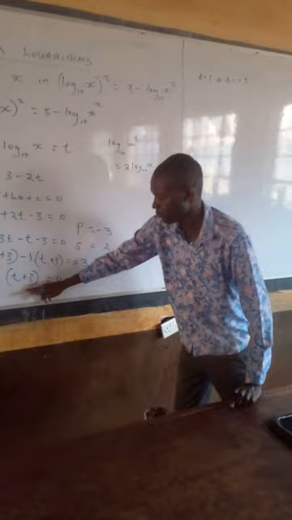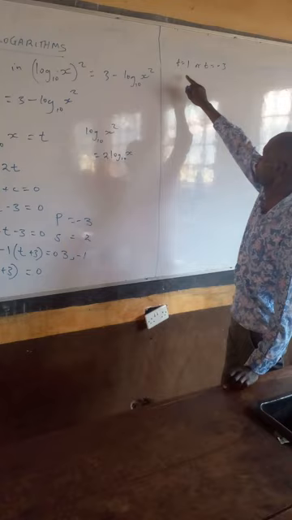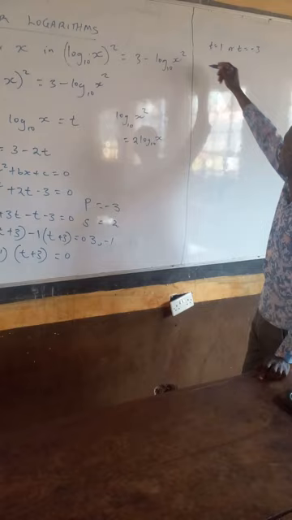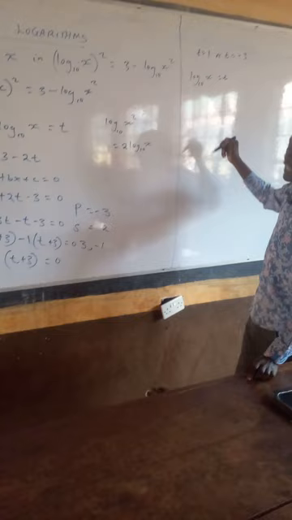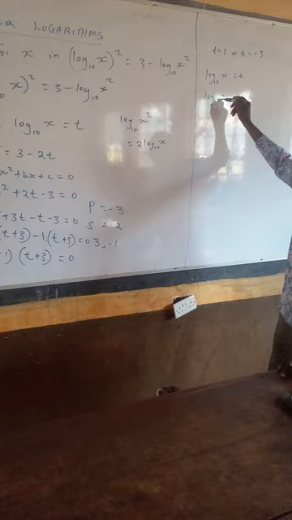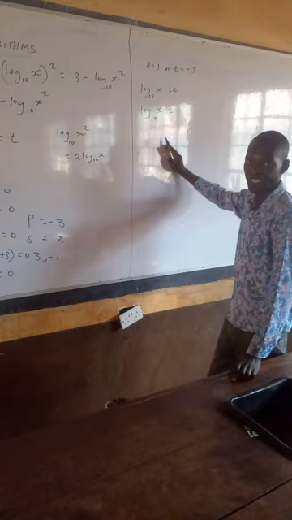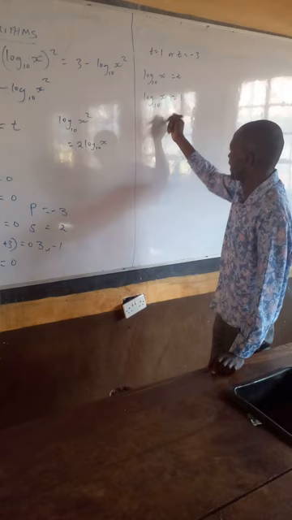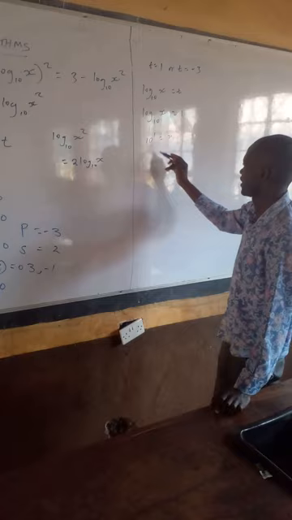So once we obtain the values of t, we replace them into this equation, which we are saying the logarithm of x to the base of 10 is equal to t. And our first value of t is 1. We shall now say the logarithm of x to the base of 10 is simply equal to 1. After obtaining this one, we shall write the answer in the index notation, where we know that in the index notation it will be 10 raised to the power of 1 should simply be equal to x. Therefore, it means that the value of x is equal to 10.